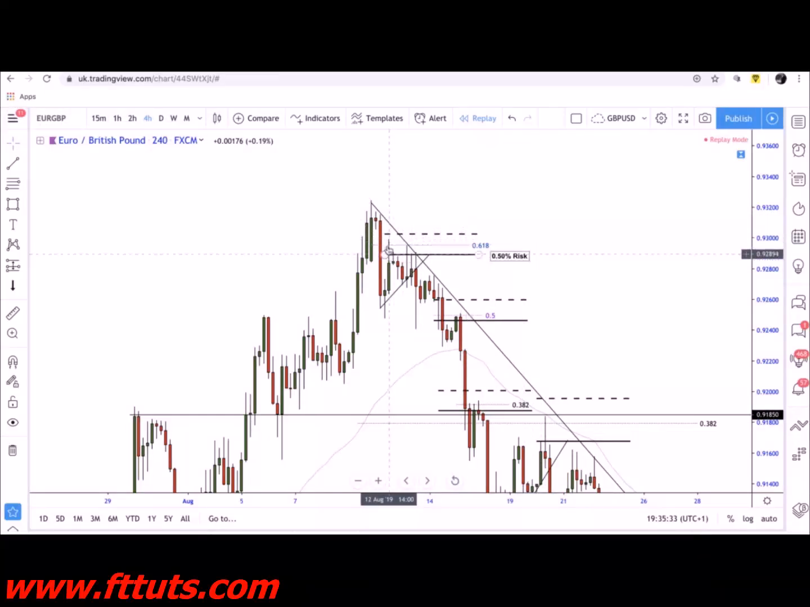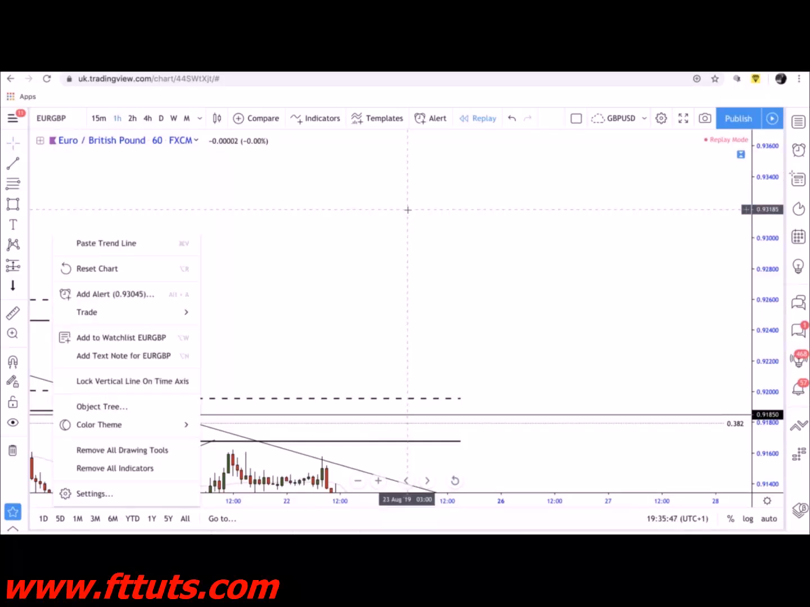Now you wouldn't have entered in on this first candlestick here because that's only one rejection. But what you would have done is, after a few taps and a few rejections of this particular level, that's when you would have entered in, maybe here or here. And obviously if we scale down to the 1 hour, we could probably see this a bit clearer. So let's just scale down to the 1 hour.